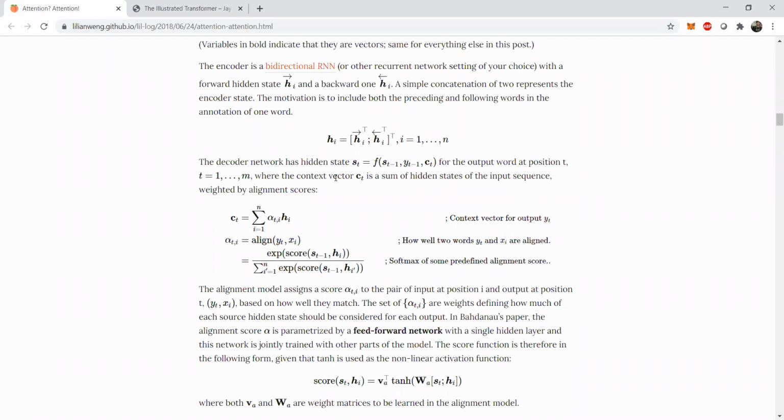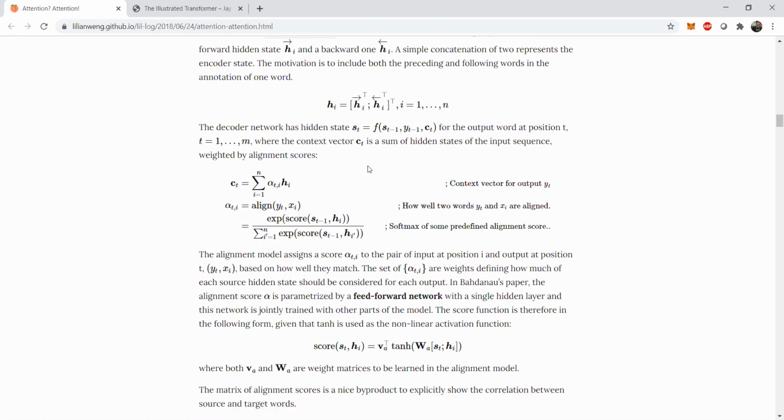So the decoder network has another activation state, which we studied previously as well. It is almost similar to an encoder cell, aside from the fact that it has F of W_HH times H_(t-1), which I showed in the previous video. So the same concept remains, just the attention part comes into the picture, which is given by this context vector C_t. This context vector is a sum of the hidden states of the input sequence weighted by alignment scores. These alignment scores represent the attention weights.